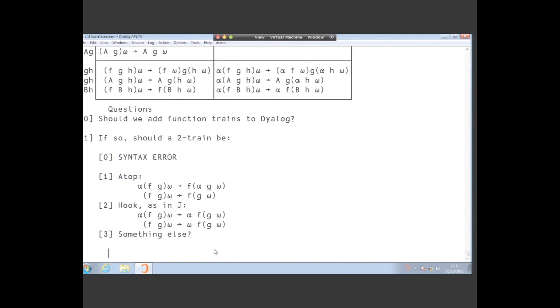So, question 0 is: should we add function trains to Dyalog? If so, the outstanding thing is the 2-train. Should it be a syntax error? There's a good argument for saying, don't do that; leave it available until we have a better idea. Should it be an atop, as we've demonstrated? Should it be a hook, as in J? I'm still not sure. I think there might be some very hidden beauty in this that I haven't had the experience to come to. Or should it be something else?